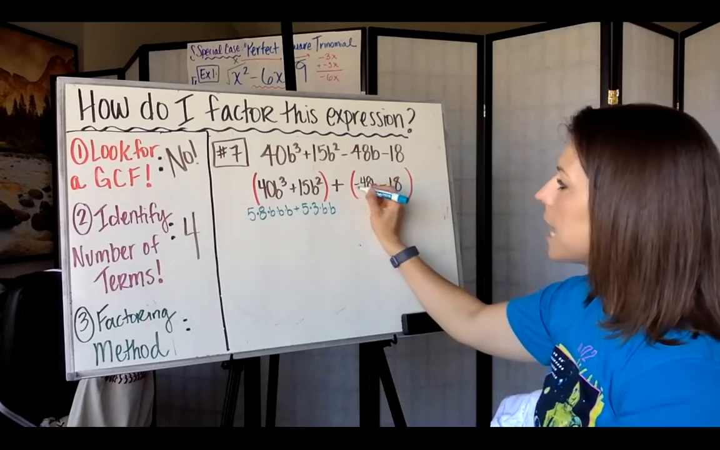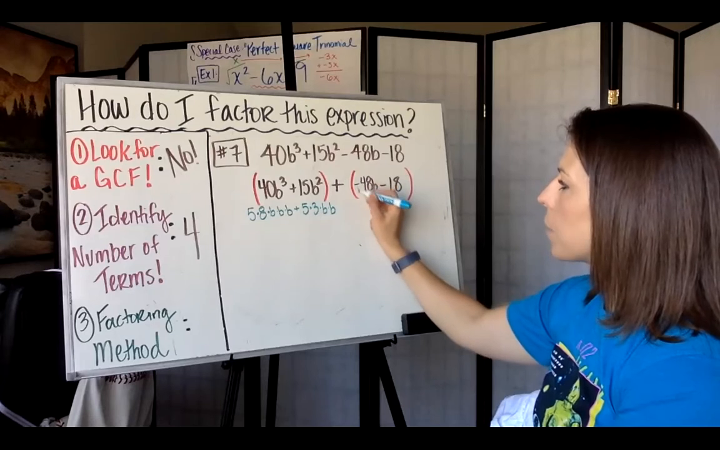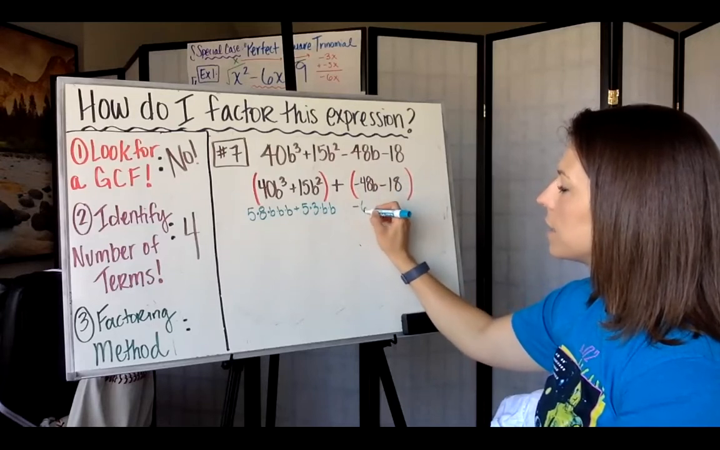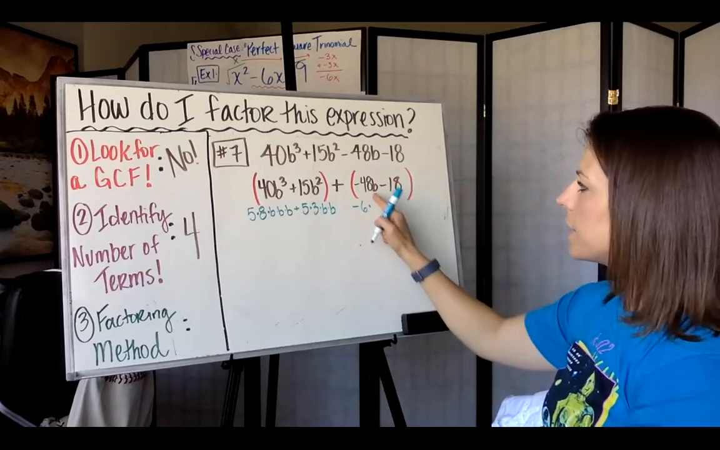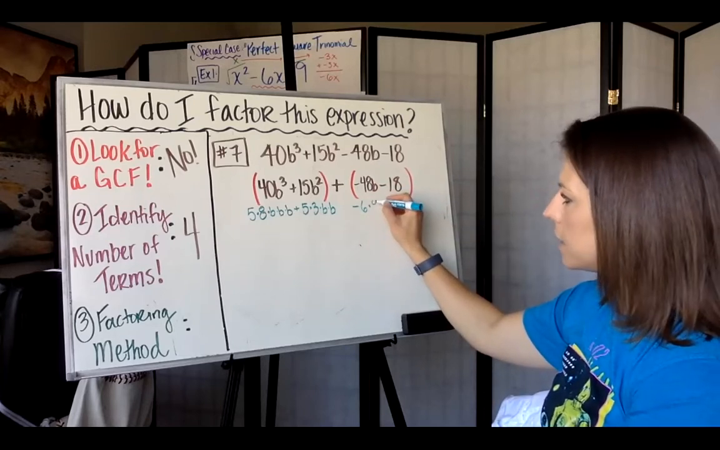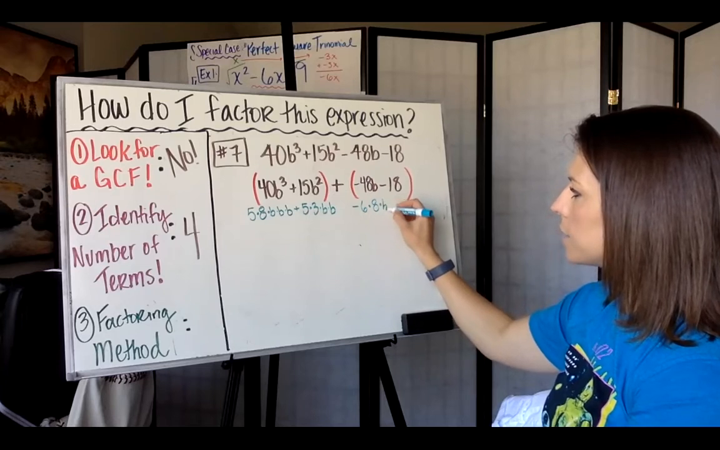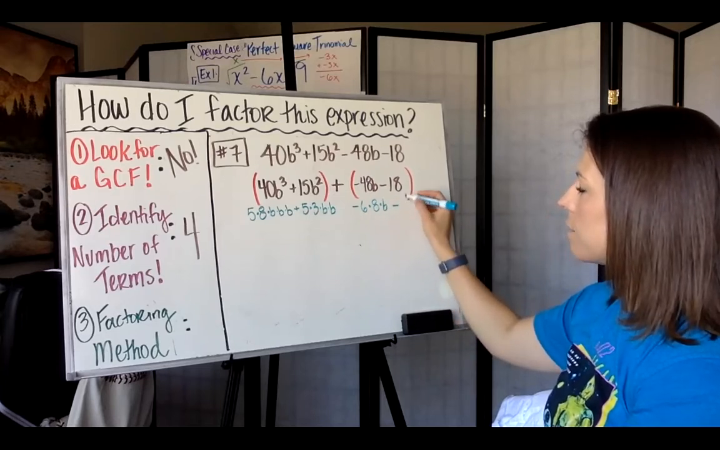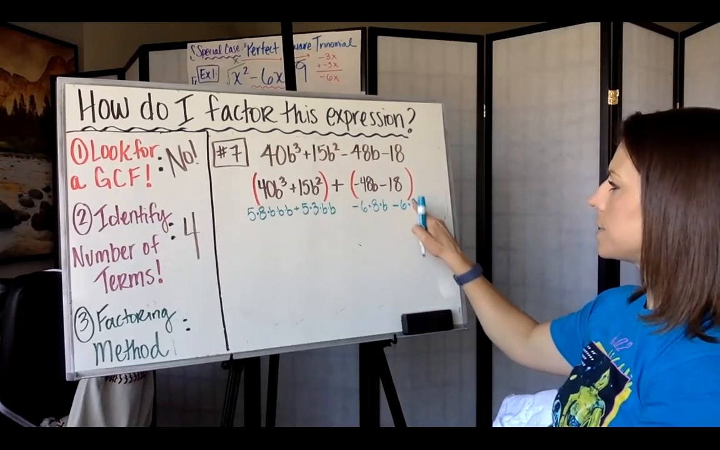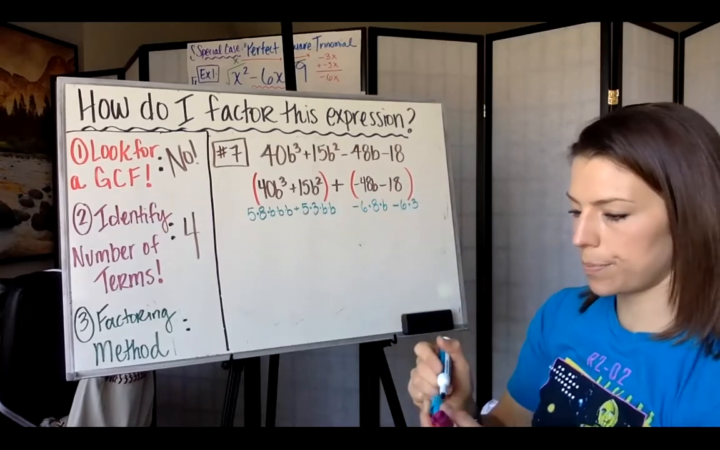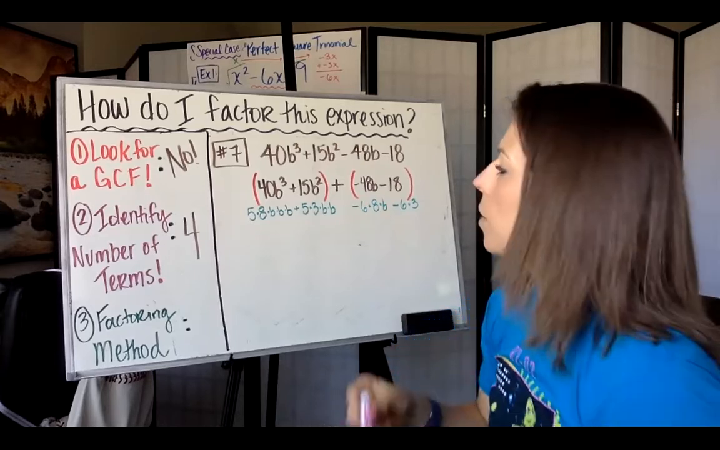Now, because this is a negative, that means that we're going to factor out a negative 6. So the greatest common factor has to be negative. Negative 6 times 8 is 48 times b. And then the second factor is negative 6 times 3, because a negative 6 times a positive 3 is how that becomes negative. Okay. What was our GCF?